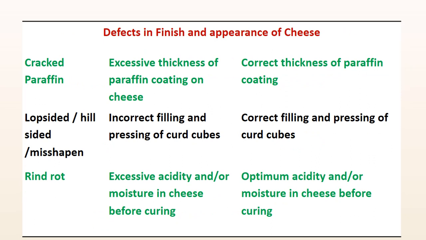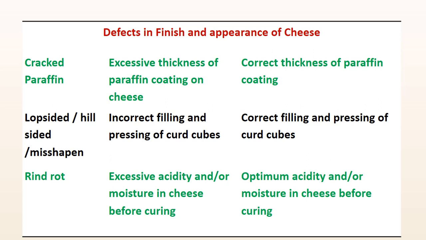Here we will see the defects in finish and appearance of cheese. The first one is cracked paraffin due to excessive thickness of paraffin coating on cheese and the prevention is correct thickness of paraffin coating. The second one is lopsided, hill-sided or misshapen cheese due to incorrect filling and pressing of curd cubes. The prevention is correct filling and pressing of curd cubes.